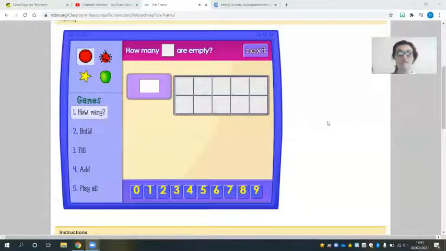Now for this game, there are different games down the sides here with the numbers against them that you can play. Start off by playing game number 1, which is called How Many? And you can choose at the top if you have red counters, or you can have a bug, or you can have apples, or you can have a star.